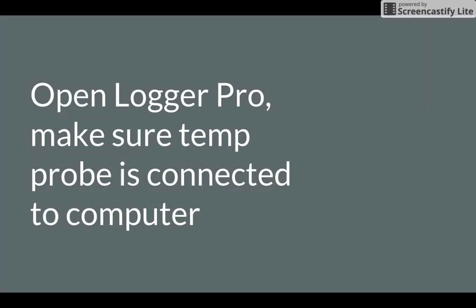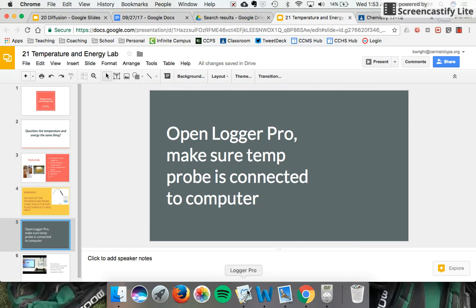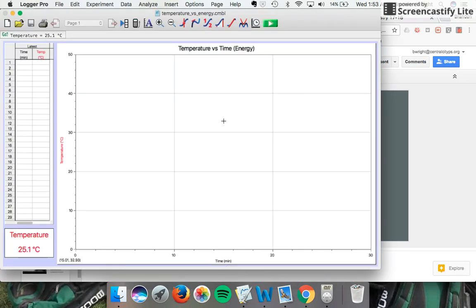Okay, we're going to open Logger Pro on the computer, and we're going to make sure the temperature probe is connected. It should all be set up, but we're just going to double check the connections, and I'm going to actually show you what this is going to look like. When you open this, this is kind of what you should see. You should see something approximately like this. The temperature is shown down here. There's a graph, and it's pretty much ready to go.